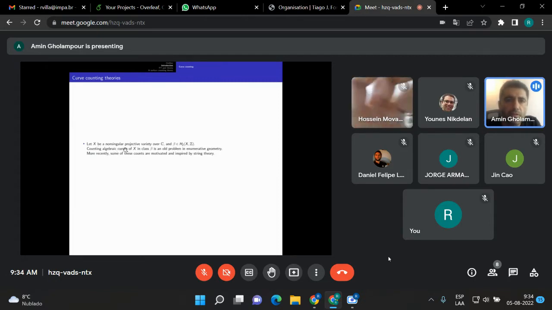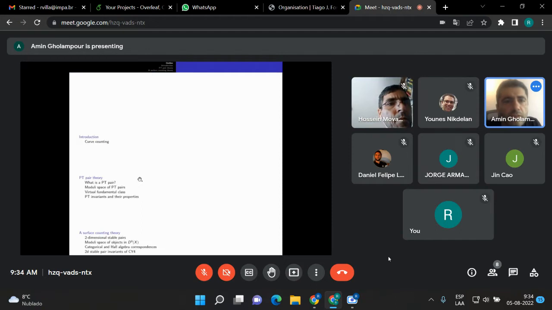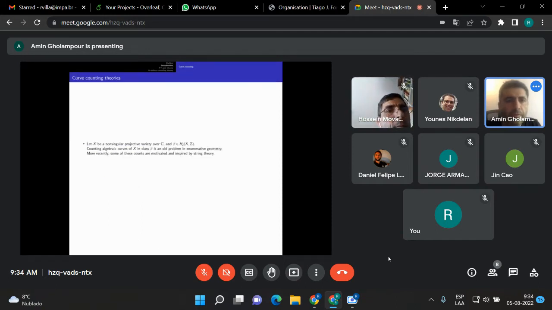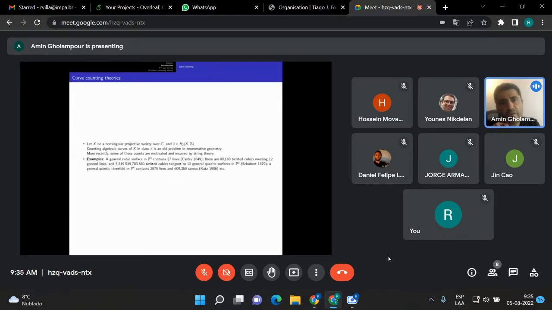So let X be a non-singular projective variety over the complex numbers, and beta a class in H_2. Counting curves in X in class beta is an old problem. Here are some classical examples. For example, we all know that the number of lines on a cubic surface is 27, and here are a few more complicated problems.